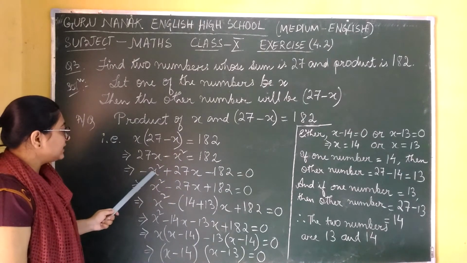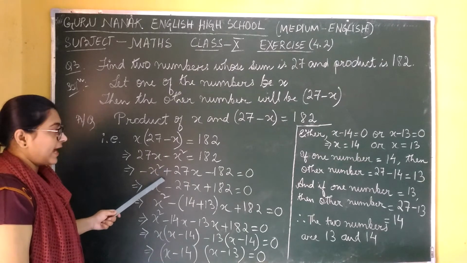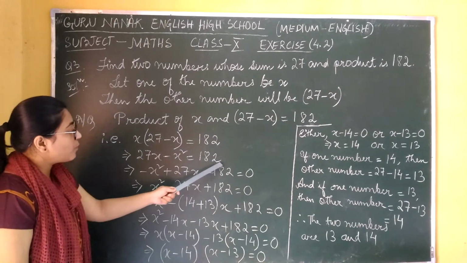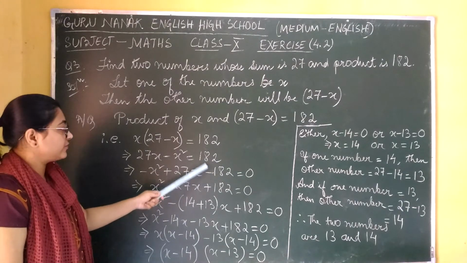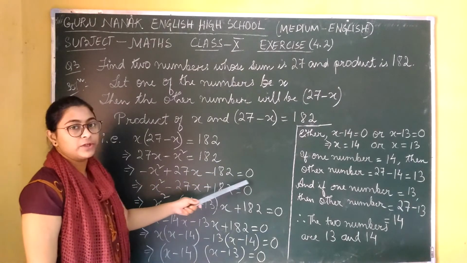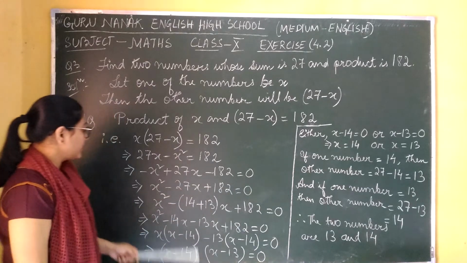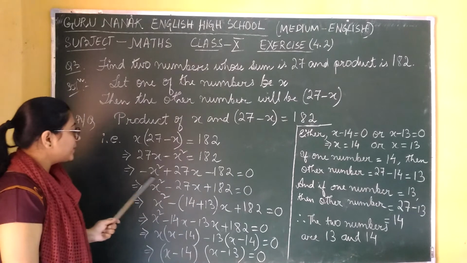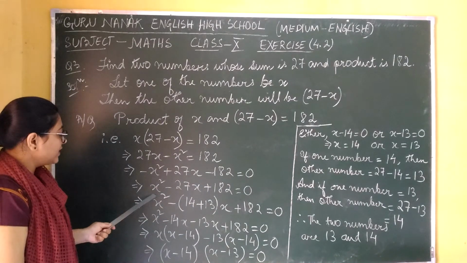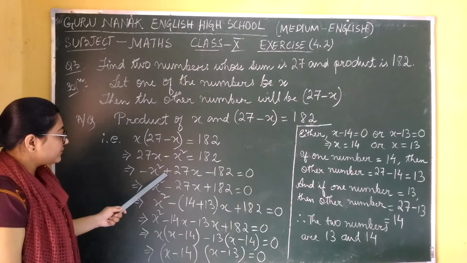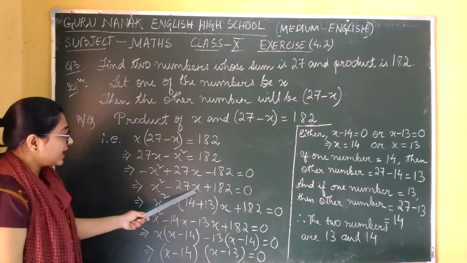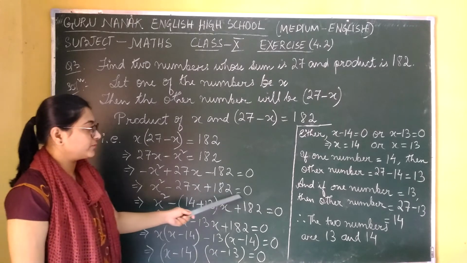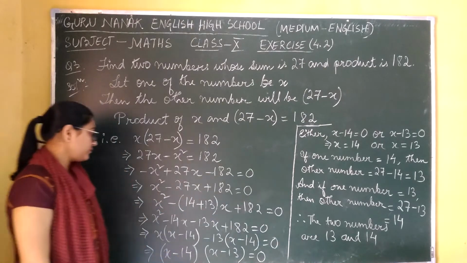Now we will arrange in the terms of their power of x. So it will be minus x square plus 27x. 182 we will bring to the left hand side, so it will become minus 182 equals 0. Now multiplying both the sides of the equation with minus, it will give us x square minus 27x plus 182 equals 0.